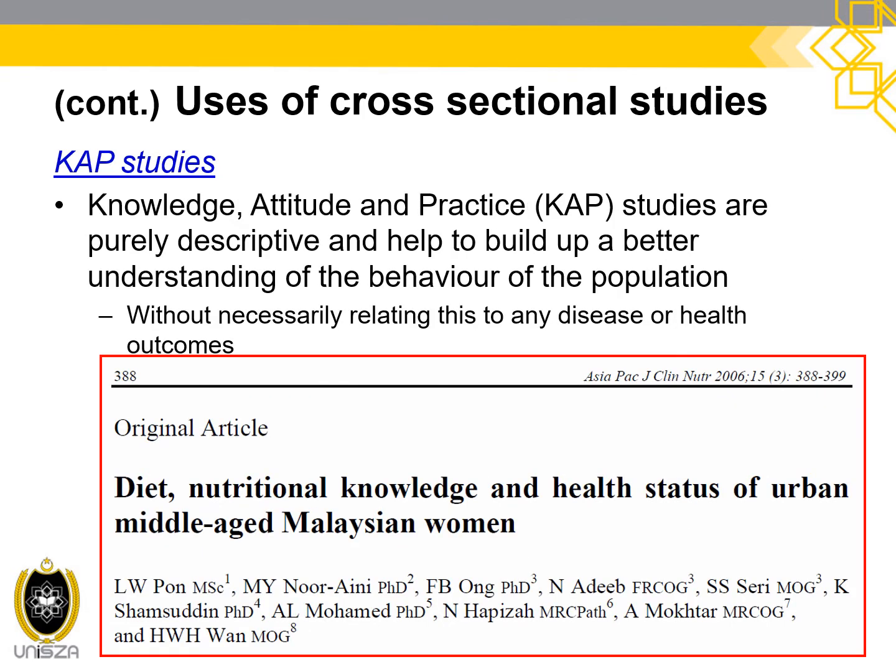Cross-sectional designs can also be used to study knowledge attitude practice studies, where it is purely descriptive and helps to build up a better understanding on the behavior of the population. KAP studies is conducted without necessarily relating this to any disease or health outcomes. Example here is a study published on diet, nutritional knowledge, and health status of urban middle-aged Malaysian women.